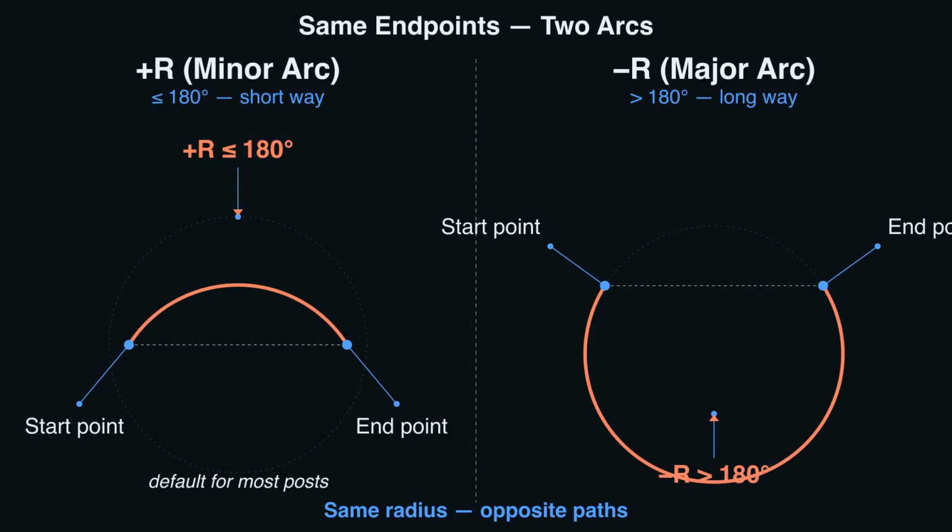Positive R is the short way around, anything up to a half circle. Negative R is the long way, more than a half circle. Most posts default to positive R. If the geometry needed the long path, you just cut a chord across your part.